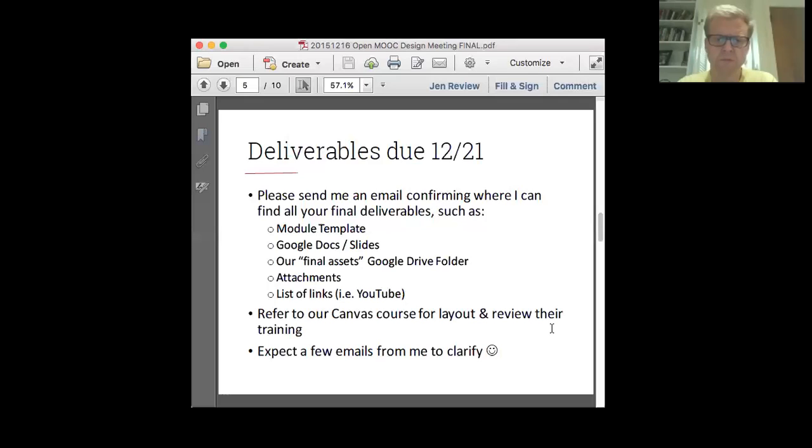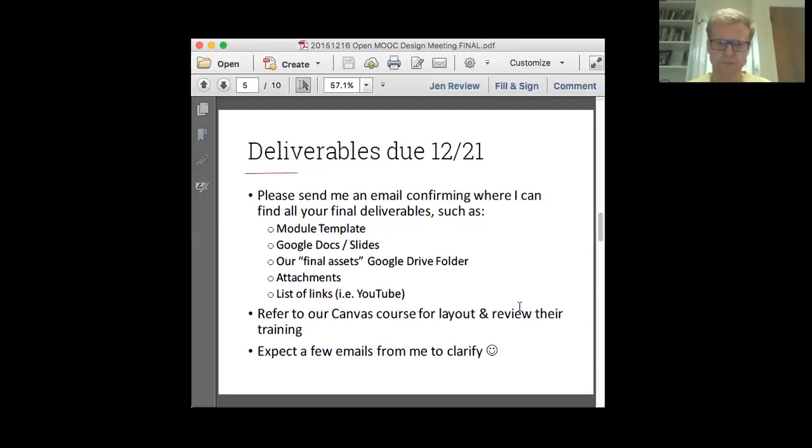What I really need from everybody is I'd really appreciate one email from you saying, here's where my stuff is, either linking me to a Google Docs file or some slides or whatever it may be. If you have a Google Drive folder or a Dropbox or whatever it may be, including all of your attachments or any links to other things you may be using, such as YouTube. I think that'll help me get everything all in one place for each designer. And again, I'm pretty flexible on how you present it. I don't really care.